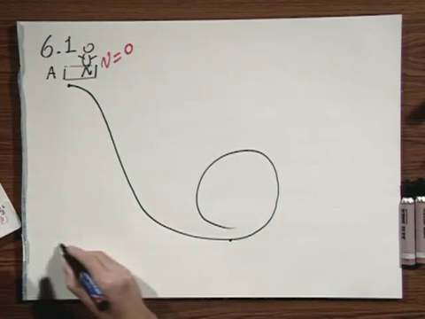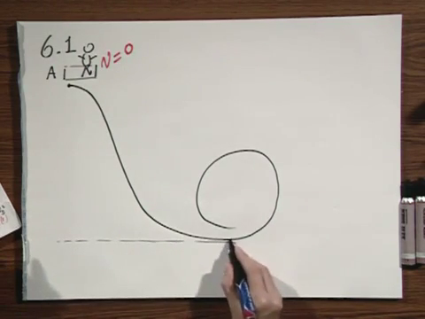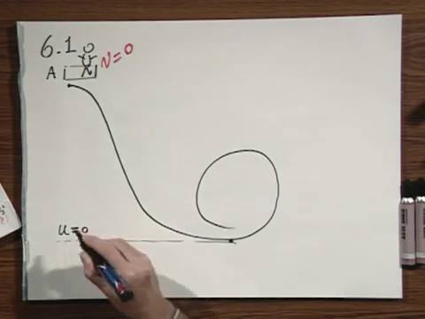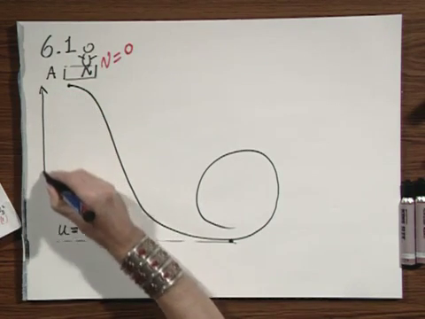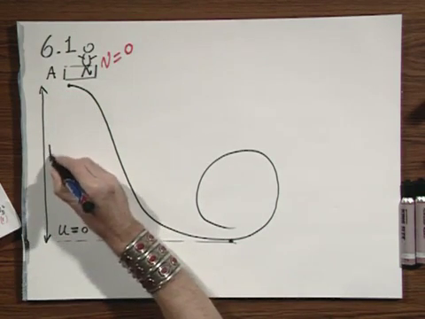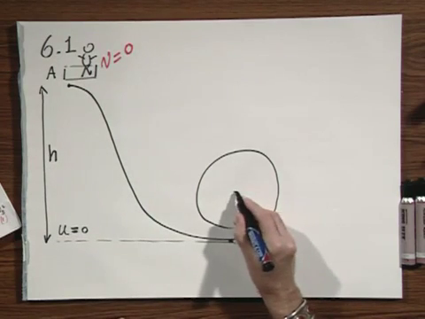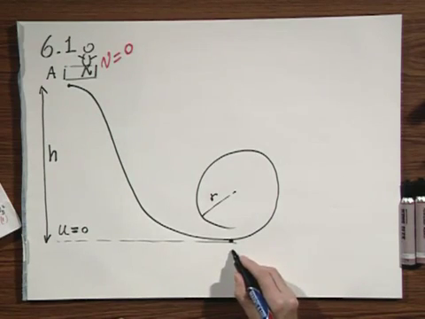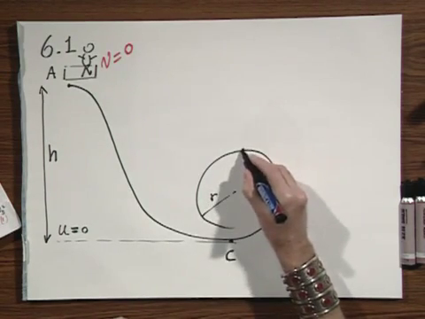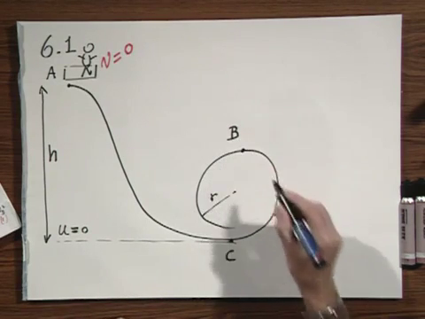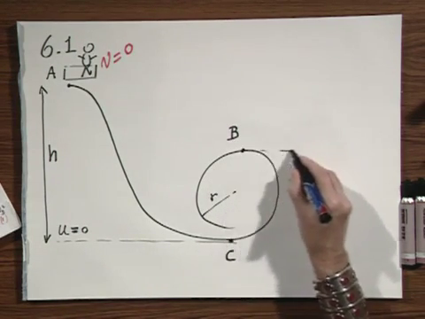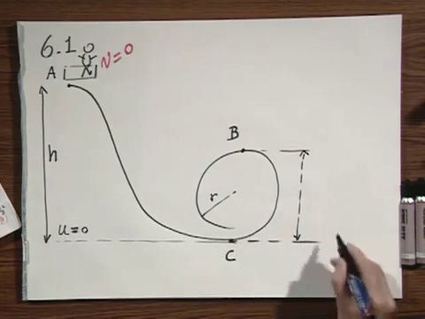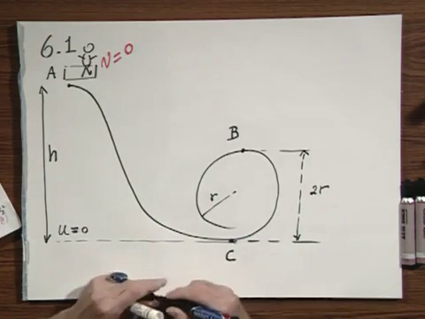Let us call arbitrarily the gravitational potential energy at the ground level 0, so U equals 0. And let this height of A above the ground level be h. The radius of this circle, let that be r. And this is point C. And let this be point B, the highest point of the circle. And this separation here, the distance of point B above the ground, would be 2r.